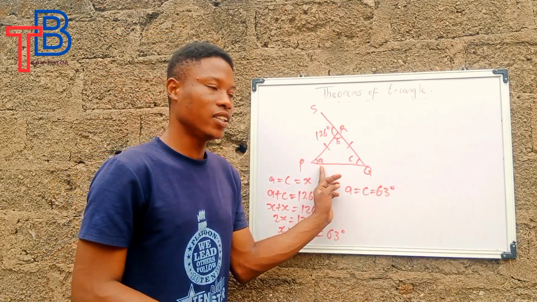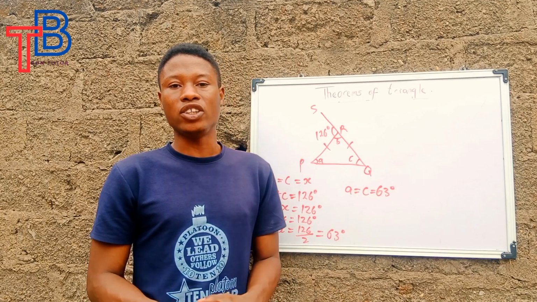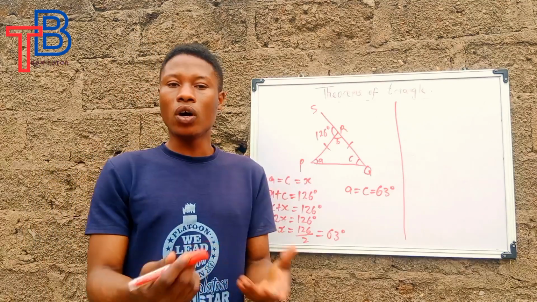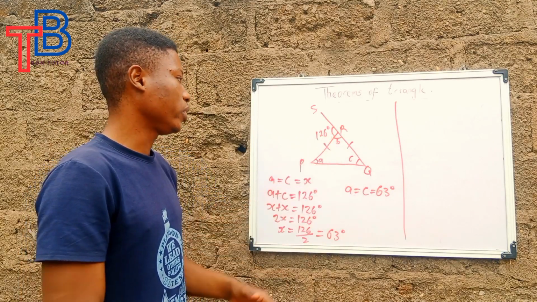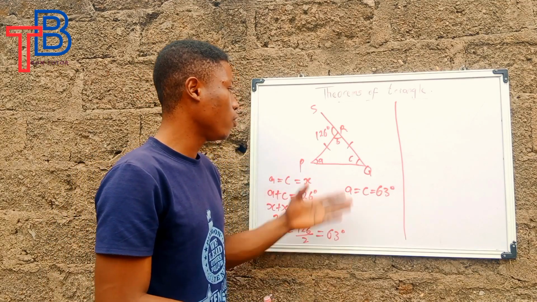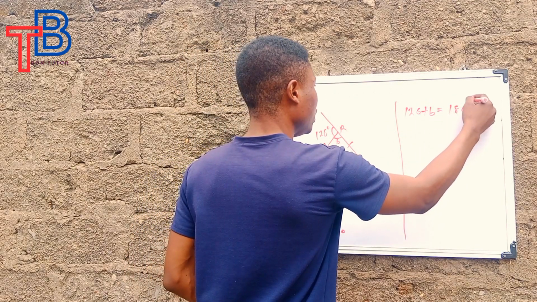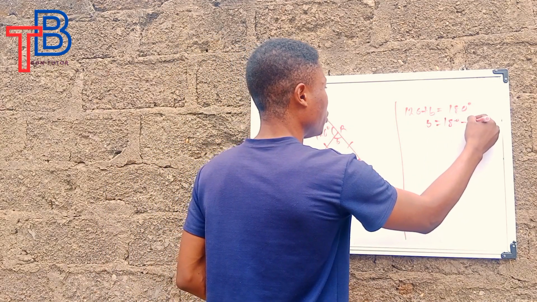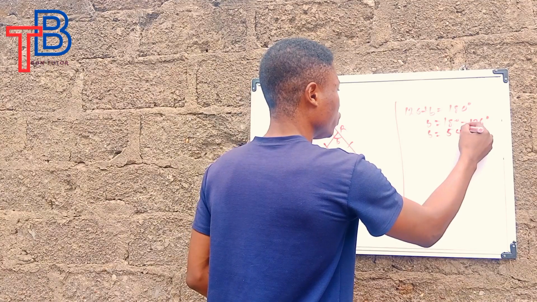If A is 63 degrees and C is 63 degrees, we can easily find our B. There are actually two ways you can find your B. The first way is a straight line. Angles on a straight line add up to 180 degrees, and we already have one of them to be 126, because at point R here, B and 126 are the two angles we have on that straight line, which means 126 plus B equals 180 degrees. Your B equals 180 degrees minus 126 degrees, and your B equals what? Yes, 54 degrees.